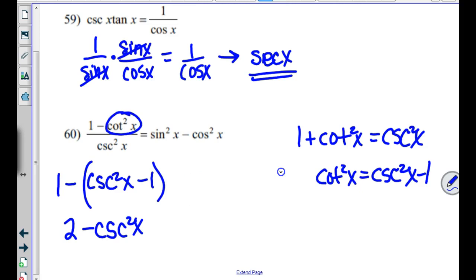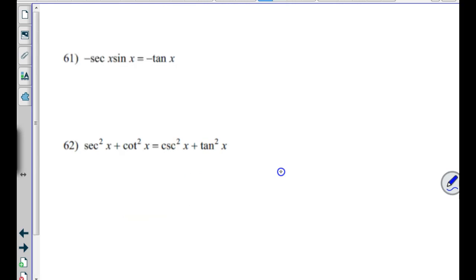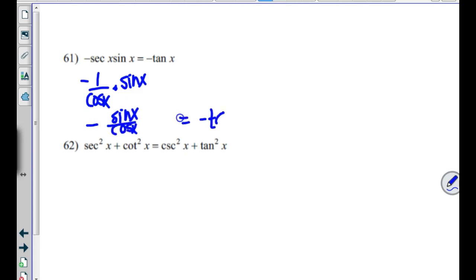I can look at it and fix it in the slides, but I don't think there's anything like that on the final, it's mostly just simplifying, like this one. Secant would be 1 over cosine. This would be times sine. So you'd end up with a negative and a sine over cosine, which would be a negative tangent. Everybody okay with ones like that?